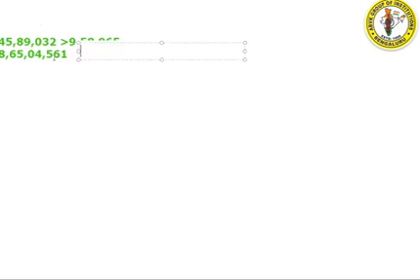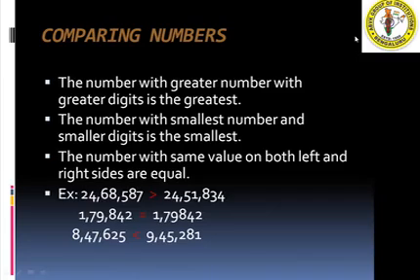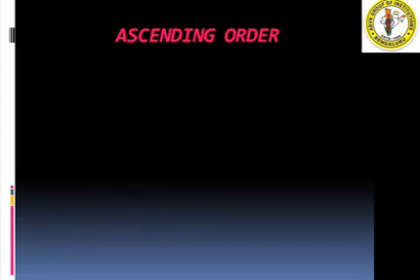Okay. So in this way you are going to compare the numbers. I hope you understood. Okay, so now we will go to the next topic. See here, we have now learned how to use greater than, lesser than, equal to, so that means we have seen comparing numbers. Next let us go to ascending order.